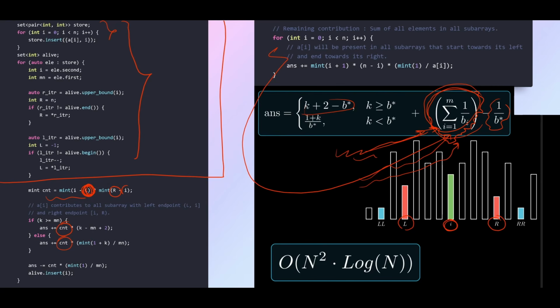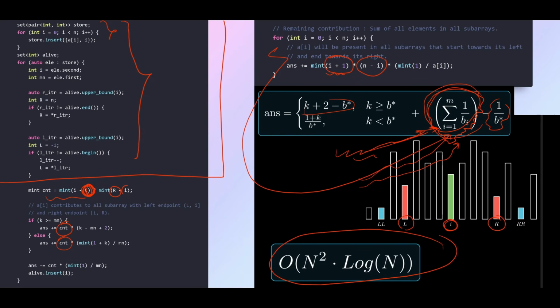So to deal with it at the end, I just simply iterated over all the arrays, and I iterated over all the elements, and for each element I figured out the number of subarrays in which it will be a part of, which is the number of starting points to the left and number of starting points to the right, and then I added its contribution, which will be 1 upon bi. So with this, the time complexity has reduced to n square log n.